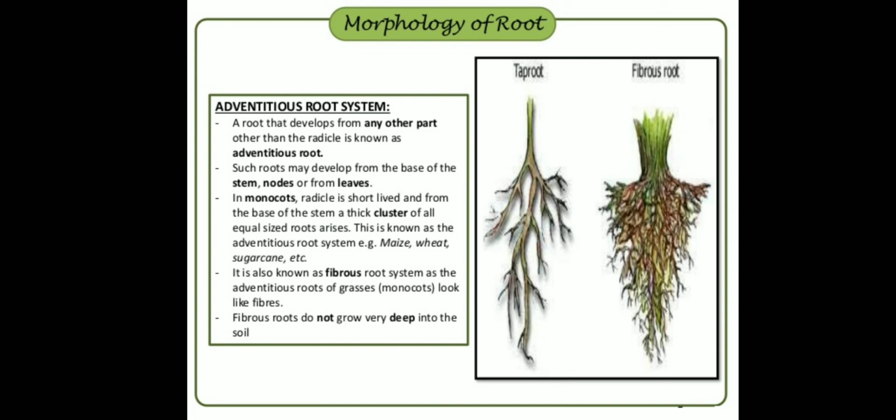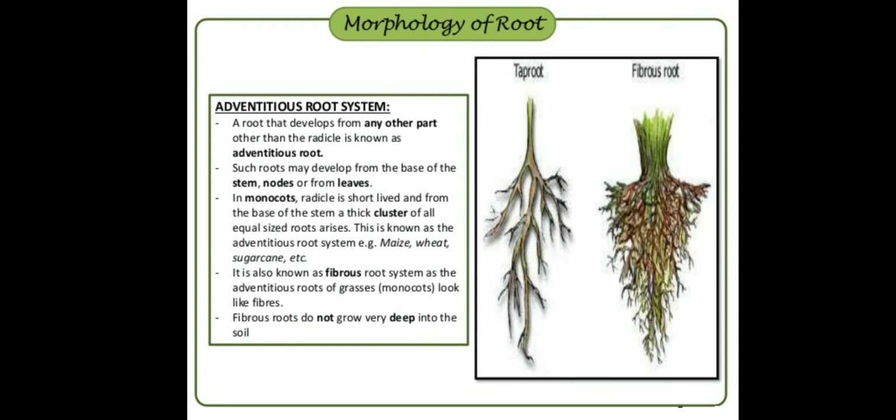In monocots, the radicle is short-lived, and from the base of the stem a thick cluster of equal-sized roots arises. This is known as the adventitious root system, for example maize, wheat, sugarcane, etc. You can find adventitious roots in these plants.